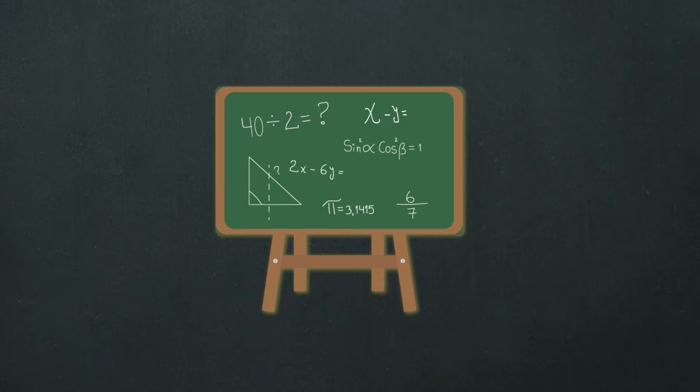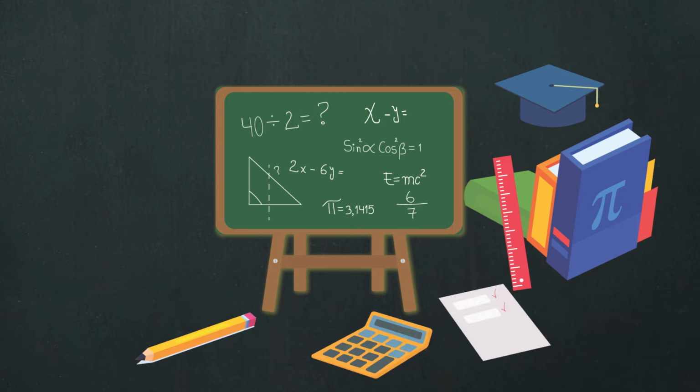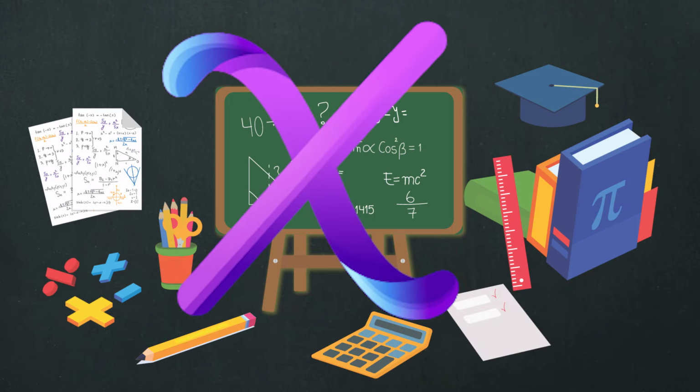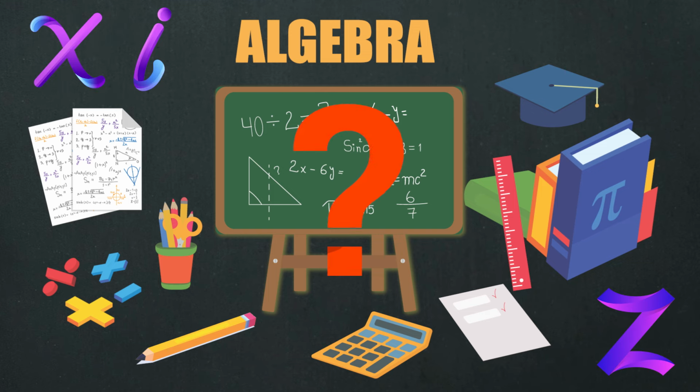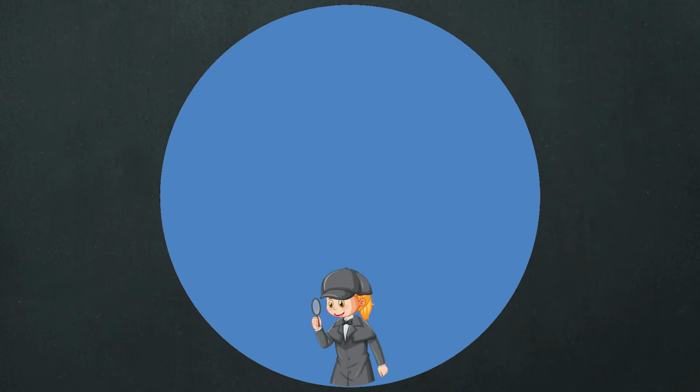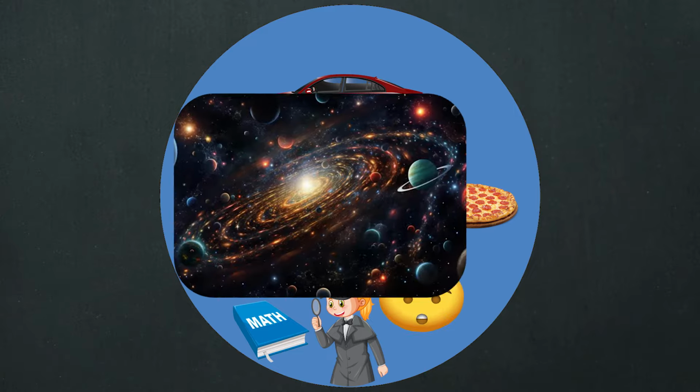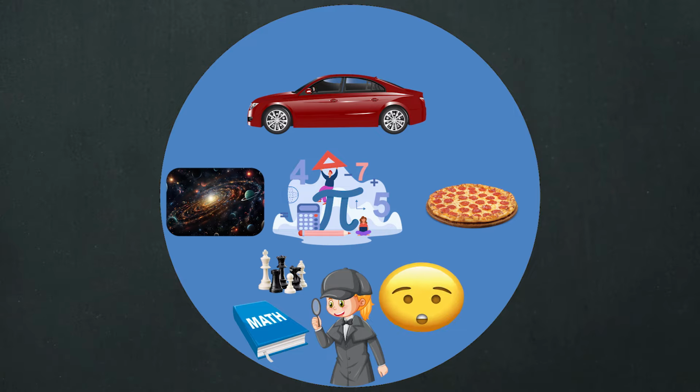Section 3. Algebra, the language of the universe. Algebra, the land of X, Y, and Z. Algebra is about finding the unknown. Think of it as the detective work of mathematics. What's amazing is that algebra doesn't just solve everyday problems like calculating the speed of a car or the price of a pizza. It helps us understand the universe itself.